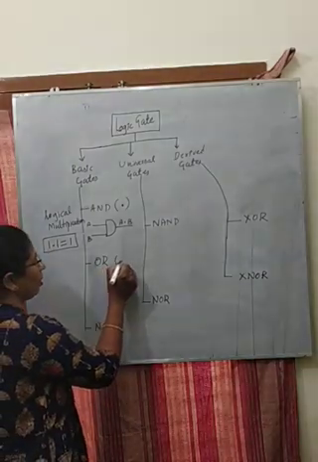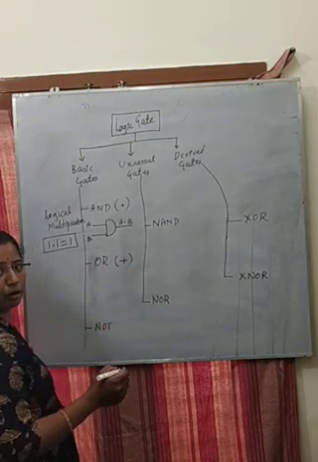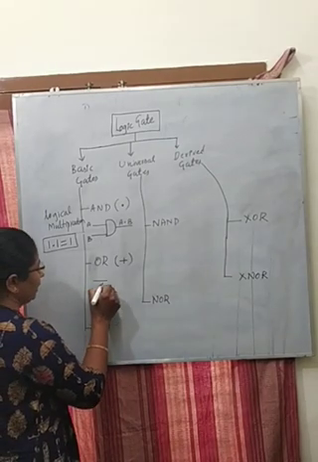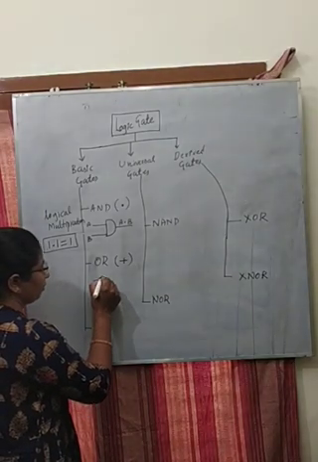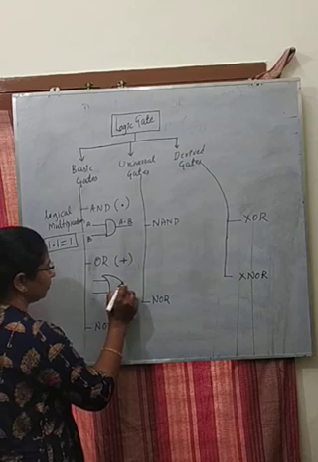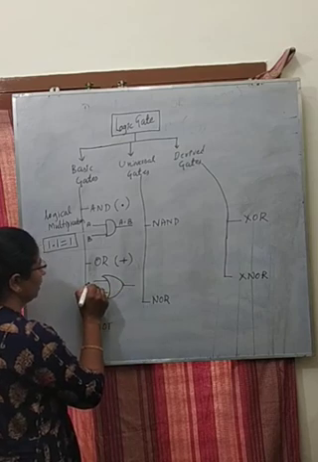What is the symbol of OR gate? Plus is the symbol of your OR gate. It also takes 2 input symbols.